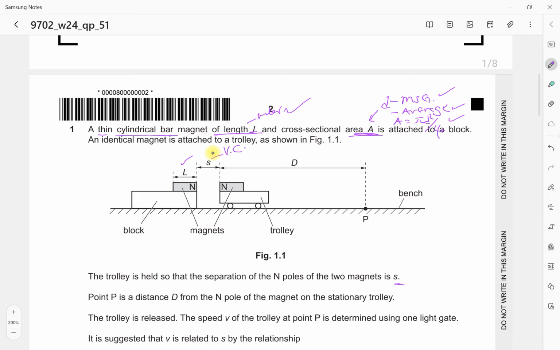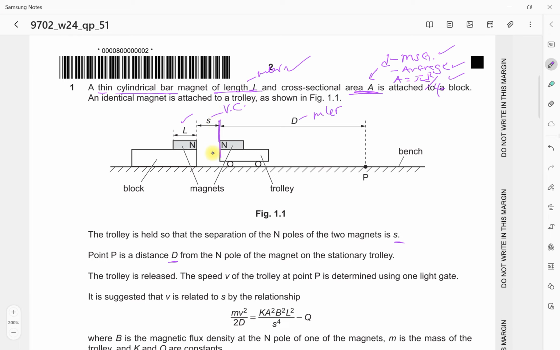Okay, point P is a distance d from the north pole of the magnet on the stationary trolley. So to easily measure d, I'll put a reference mark on this end. I may put a card on this end, and then I measure d, and I'll measure d using a ruler.